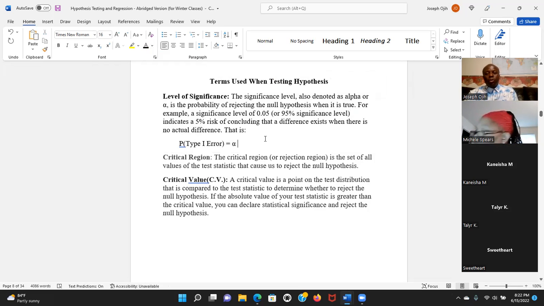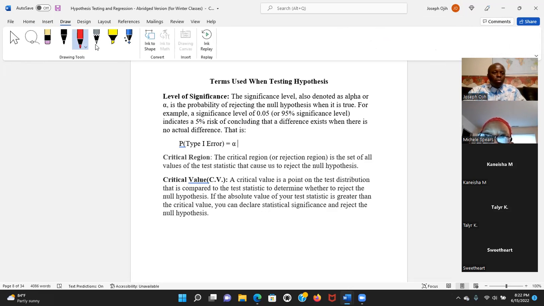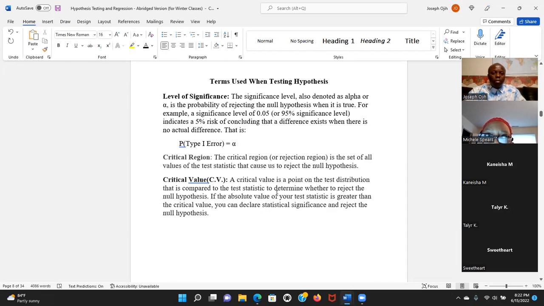It is also called the significance level, as we saw when we were doing confidence intervals. So the probability of committing a type 1 error is alpha. If you say that you are 95% confident, or that it is a 95% significance level, that means the chance of being wrong is 100 minus 95, which is 5%. So alpha is 5%. The significance level is the probability of rejecting the null hypothesis when it is true. We use it to determine the critical region.